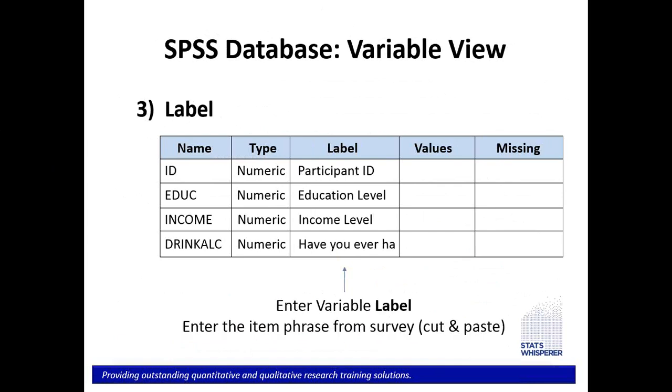Label. Now label is just what the survey item is. So the ID is participant ID. For educ, we could put in education level, or if you prefer, you could put in the item from the survey: what is your highest level of education? You can cut and paste the survey items directly out of Word into SPSS if you prefer. Then income level, and that's what we've done here for drink alc: have you ever had a drink of alcohol?